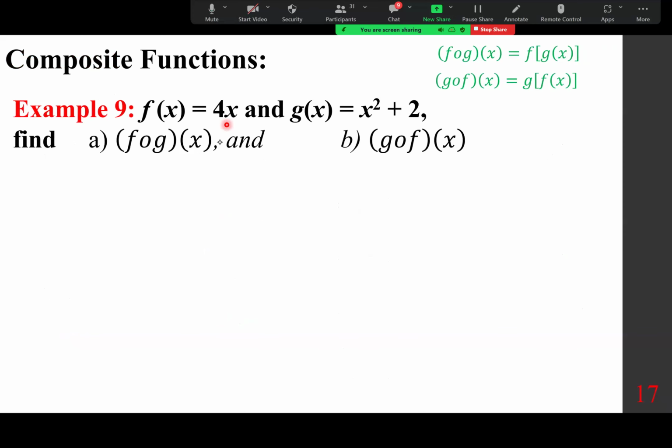Now, f of x is 4x, g of x is x squared plus 2, and we want to find both f of g as well as g of f. So f of g is f of g of x, which means f of x squared plus 2, which means replace this x with x squared plus 2. 4 times x, x is replaced, and we get 4x squared plus 8.